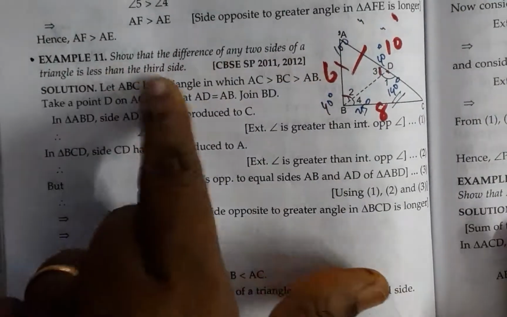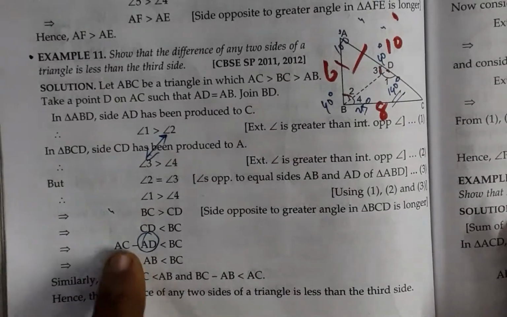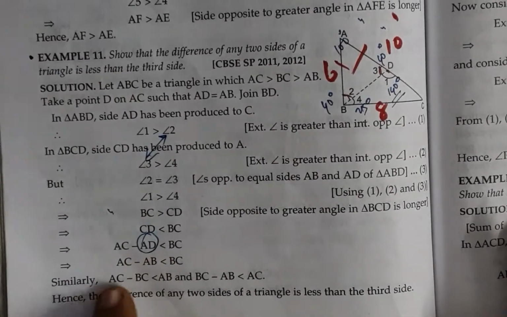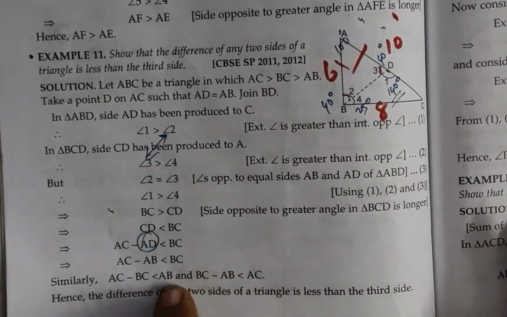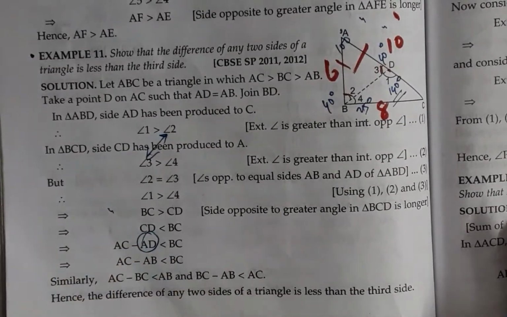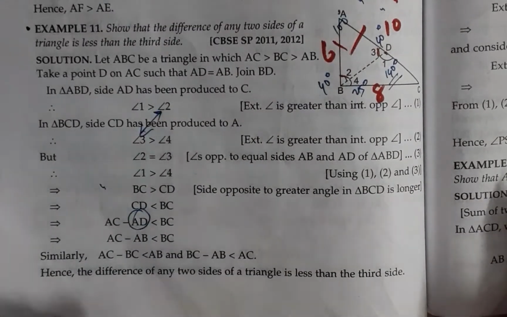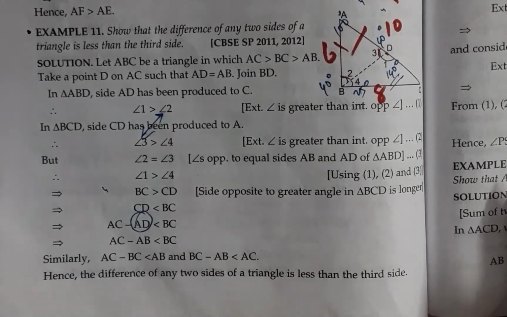Difference of any two sides of the triangle is lesser than the third side. And similarly we can arrive at the other two sides' differences in comparison with the third side, the balanced side. And finally we can happily conclude that the difference of any two sides of a triangle is less than the third side.